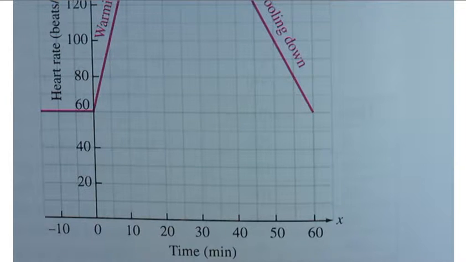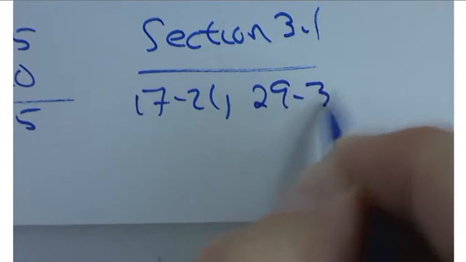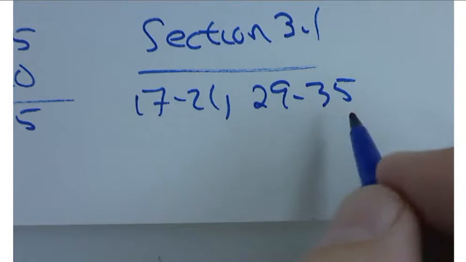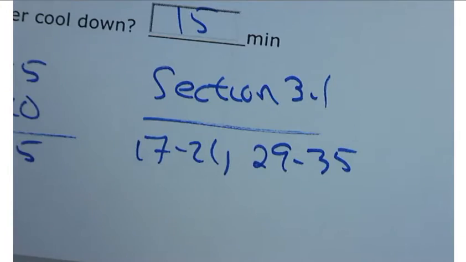Let me give you some homework for 3.1. For homework, try 17 through 21 and 29 through 35. Section 3.1 starts on page 190, 191? Yeah, actually 192.